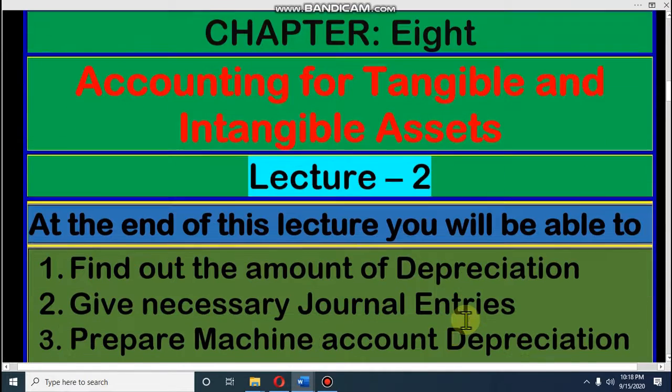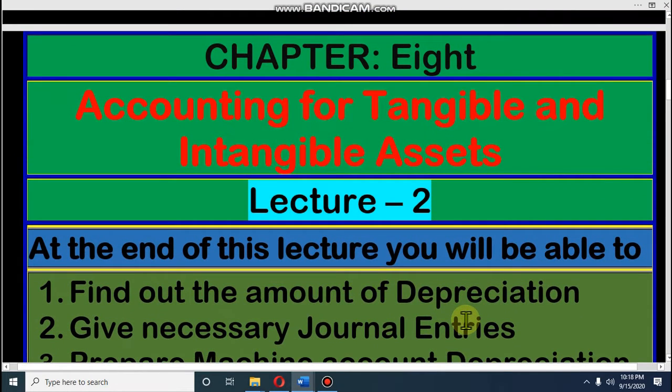Dear student, today we will discuss chapter 8, accounting for tangible and intangible assets. This is our second lecture on this chapter. All of you know that in the first lecture we discussed the rules, regulations, and formulas, and how you can do these types of math.